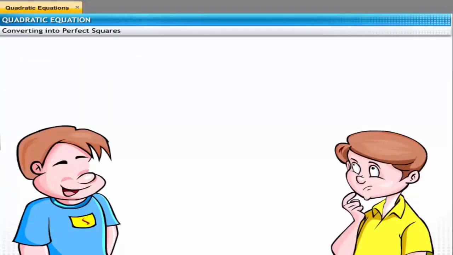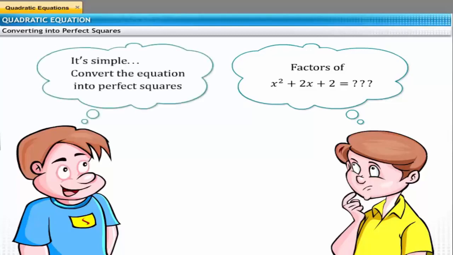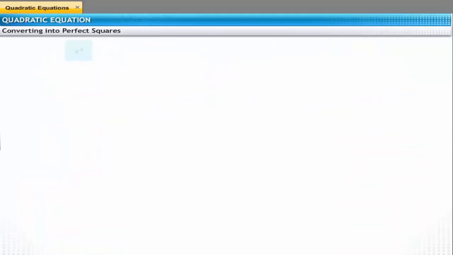There may be problems where you find it difficult to determine the factors of the equation, such as x squared plus 2x plus 2. In such cases, you can use another method to solve quadratic equations. This method involves converting the equation into perfect squares. Let's verify this method by taking up again the quadratic equation x squared plus 26x minus 120 is equal to 0.